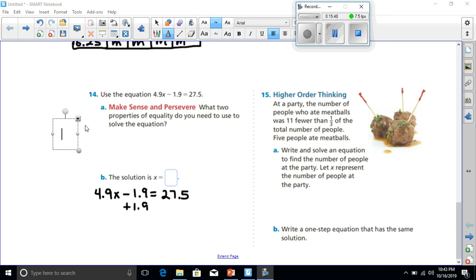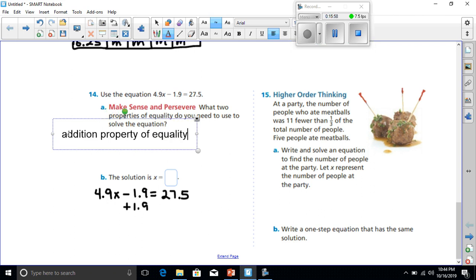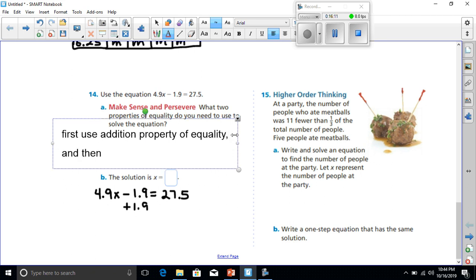Let's see, addition property of equality. Okay, so first use addition property of equality, and then let's see what we're going to have to use next.